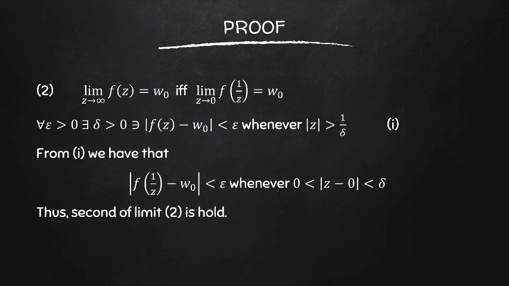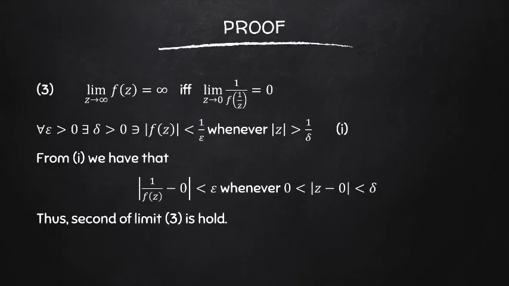So, we have that the absolute value of f(1/z) minus w0 is less than epsilon whenever the absolute value of z minus 0 is greater than 0 and less than delta. Thus, the second side of the limit in case 2 holds.